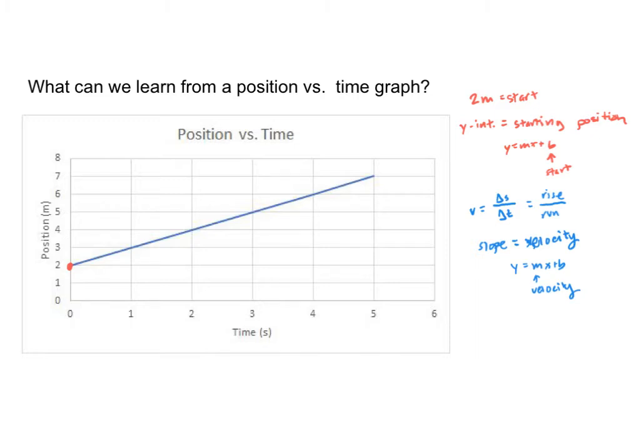So to summarize, from a position time graph, we can learn our starting position and we can learn our velocity. The thing to remember is the steeper your line, the faster you're going. So let's go ahead and do some examples.